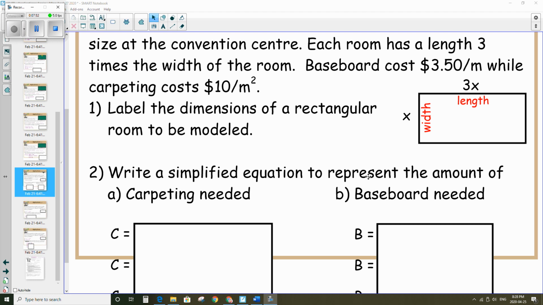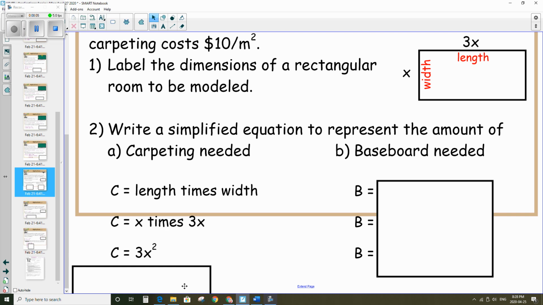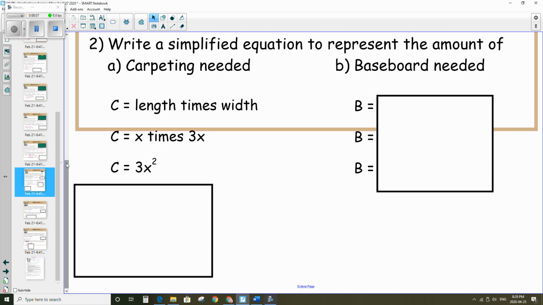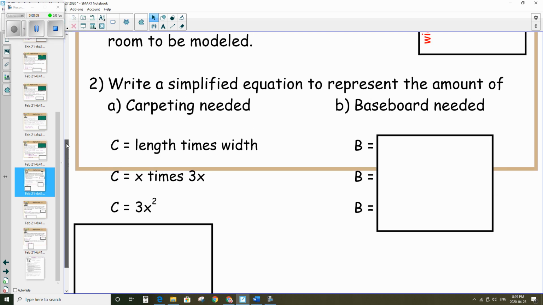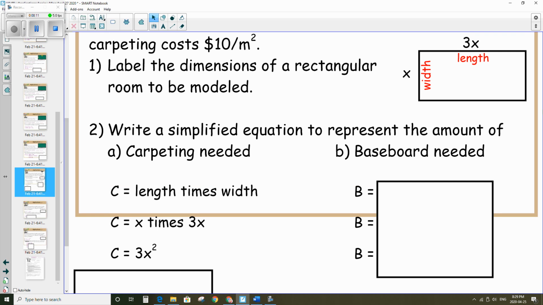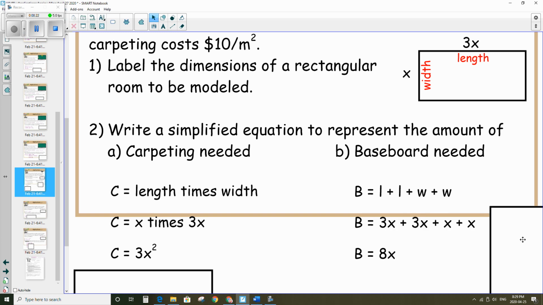Write a simplified equation to represent the amount of carpeting needed. So carpeting needed is area, right, which is length times width. So 3x times x is 3x squared. And baseboard needed, that would be my perimeter, and perimeter is going all the way around on the outside, right? So it would be 3x plus x plus 3x plus x. So all together, that's going to give us 8 x's.